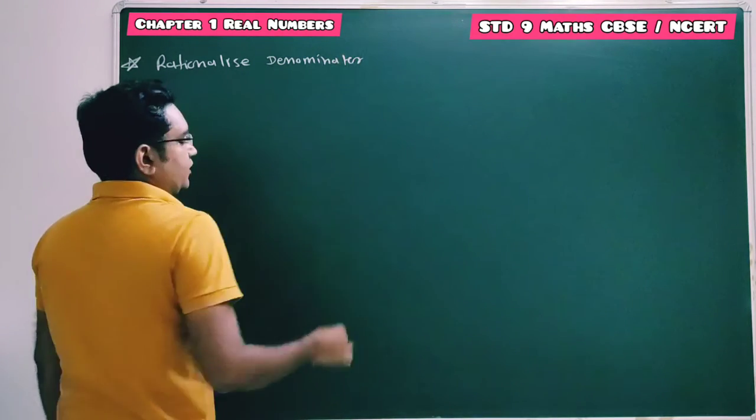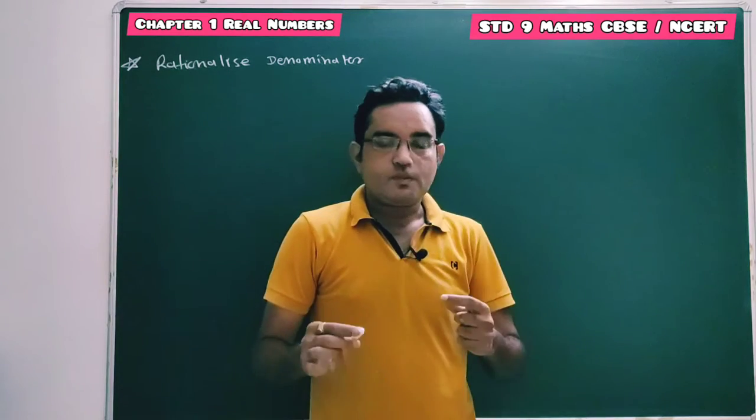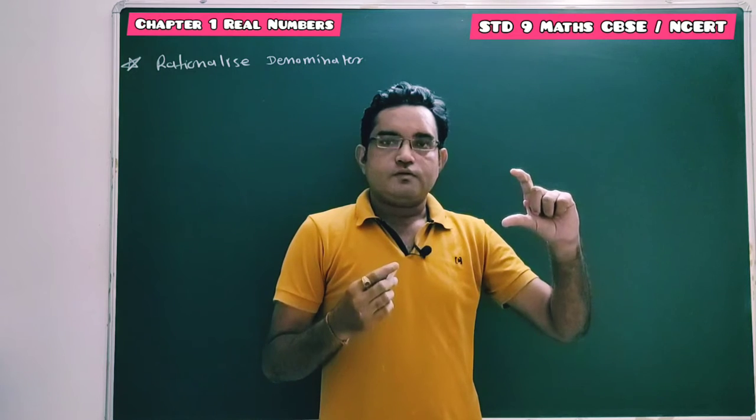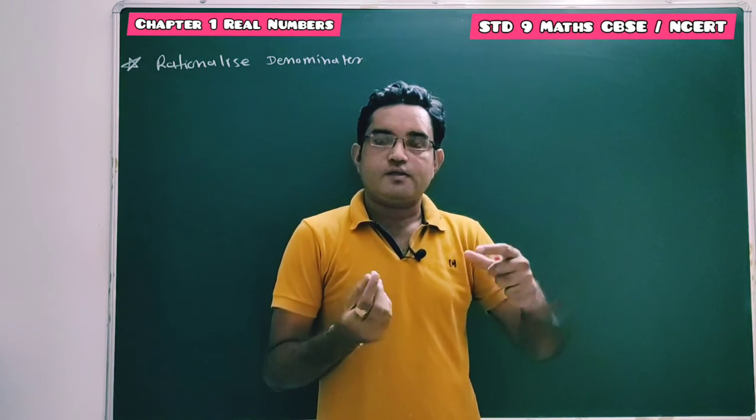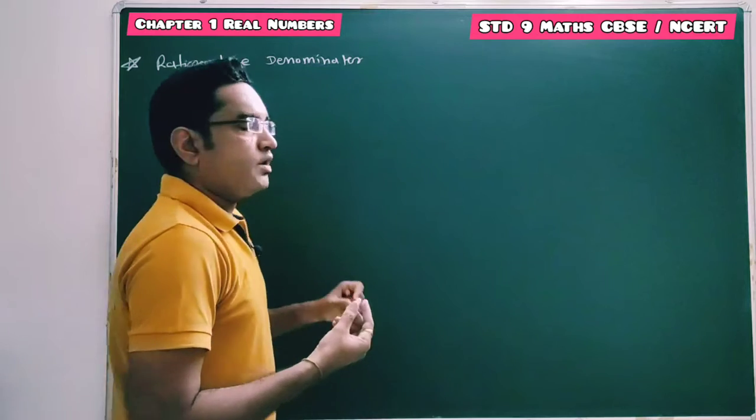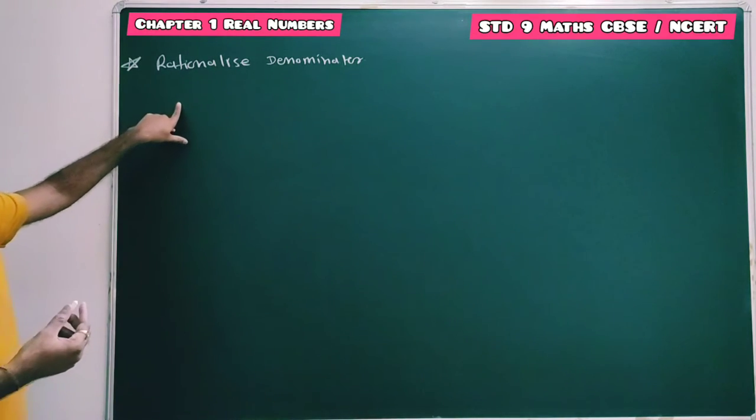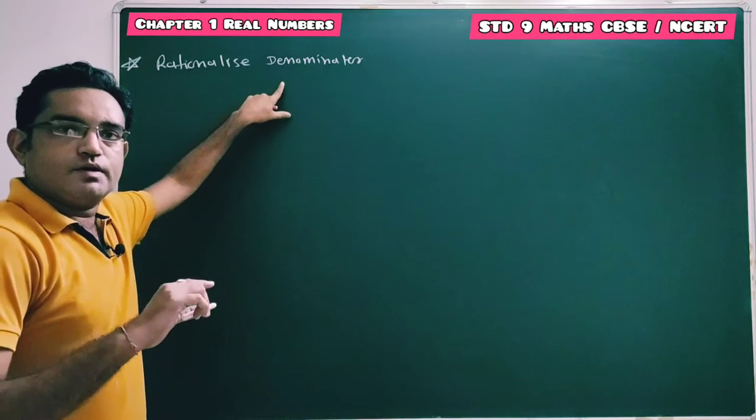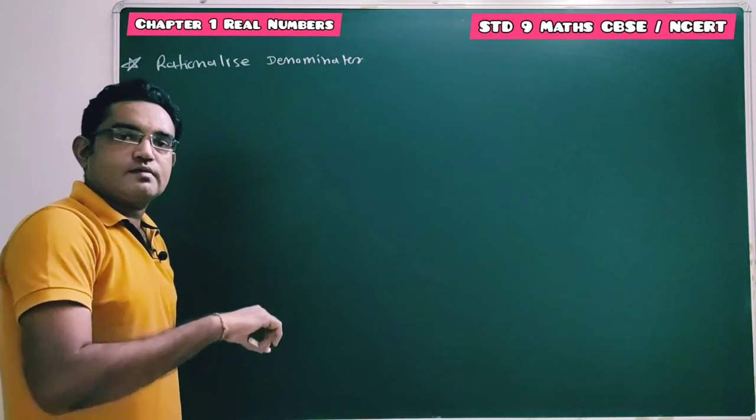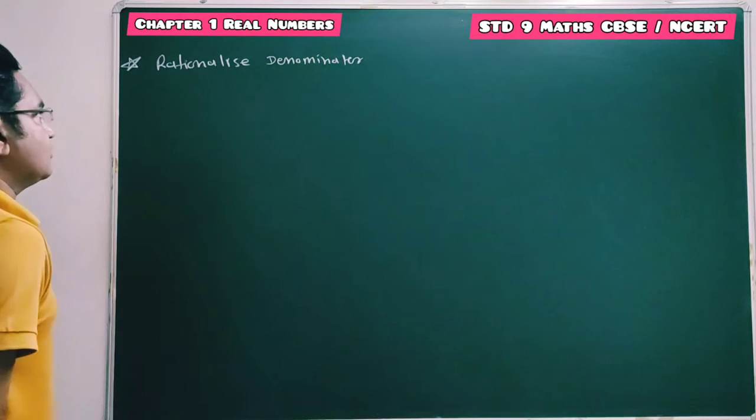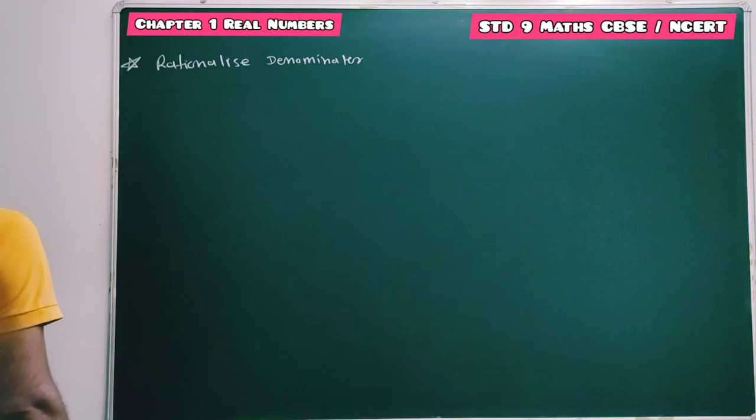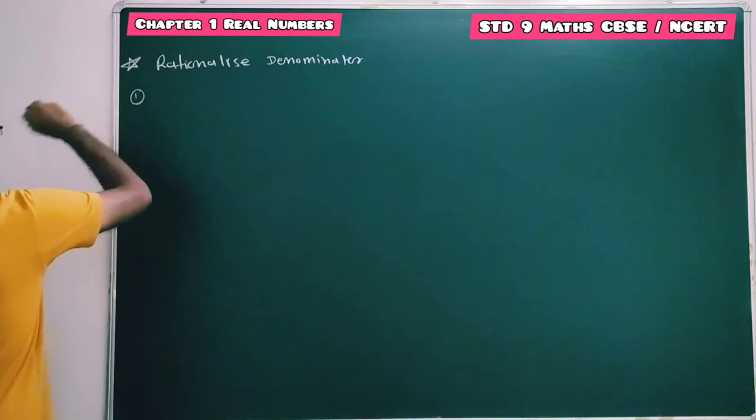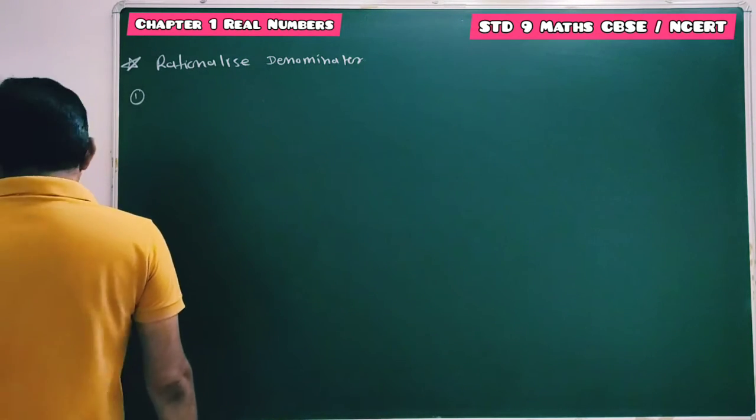Whenever an irrational number is there in the denominator, a rational number is in the form of p by q, where q is not zero. So whenever the denominator is an irrational number, we have to convert that irrational denominator into a rational number, which is known as rationalization. So let's try to understand the concept with sums.